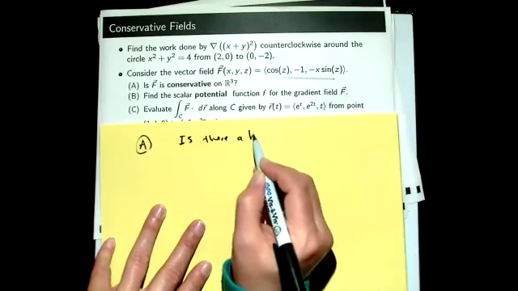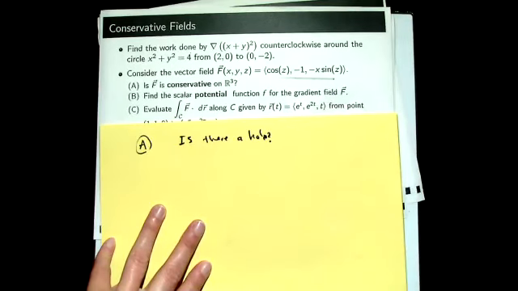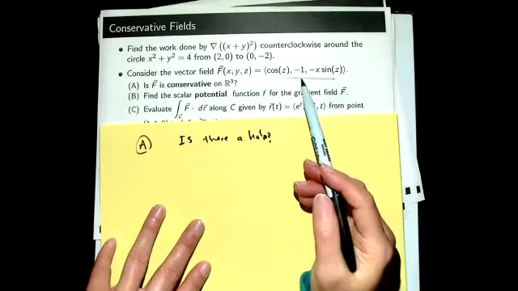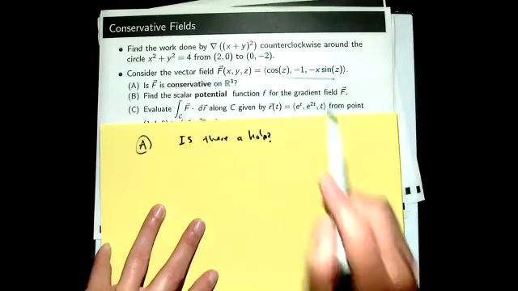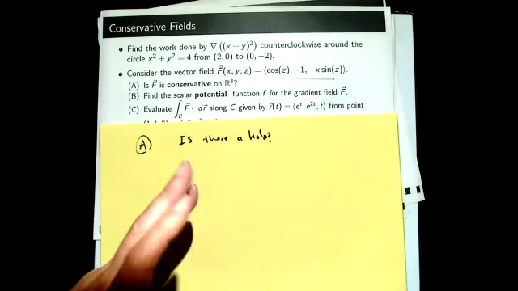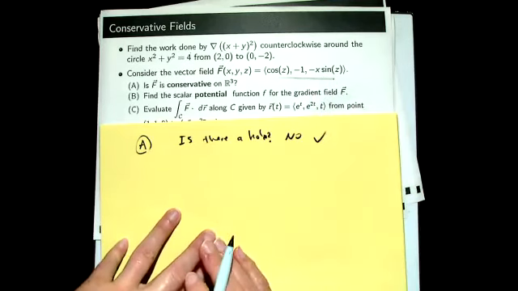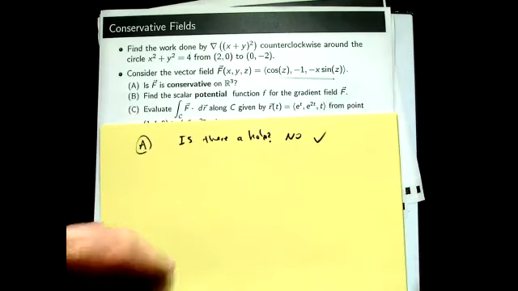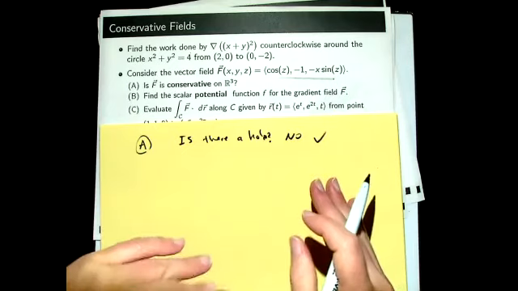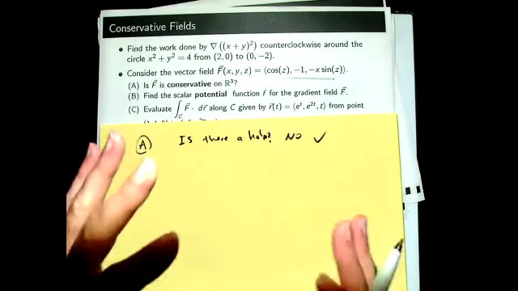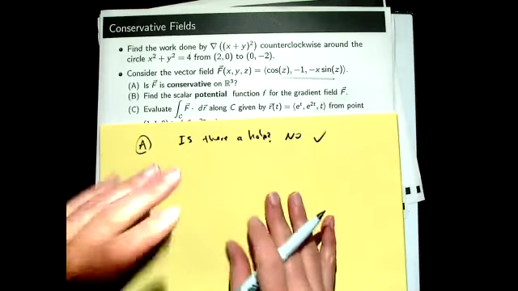Is there a hole? Is there any place that domain is not defined? Cosine of z is defined everywhere for all reals. -1 is a constant defined everywhere. Negative x sine of z is defined everywhere. No. So that checks out. After that checks out, then I can think about the next step, because if that doesn't check out and I'm not excluding the hole, I'm going to be in a problematic situation.